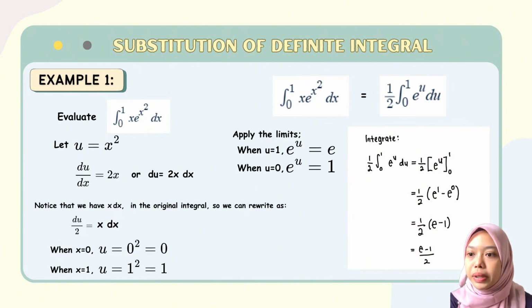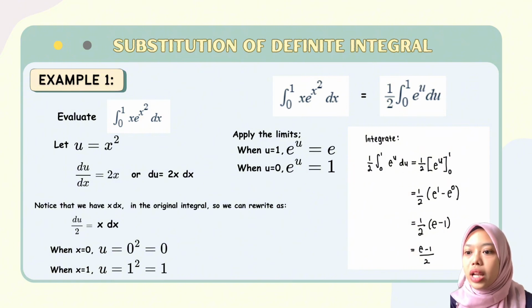Okay, first example is this equation: the integral of x e to the power of x squared, from x equal to 0 to x equal to 1. So first we need to substitute. To simplify this, we start by choosing a substitution for the power, which is x squared. So let's set u equal to x squared.